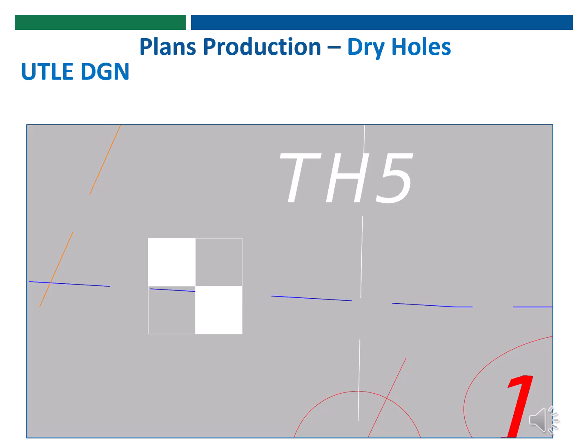In the UTLE DGN, an adjustment to the line work is not needed. The line work will not pass through the center of the test hole cell because the utility was not located and verified.